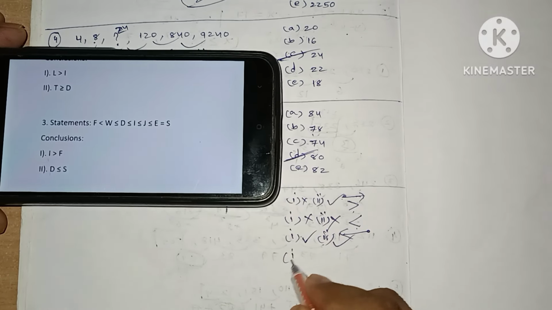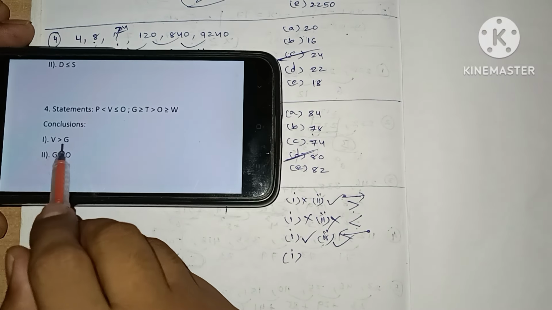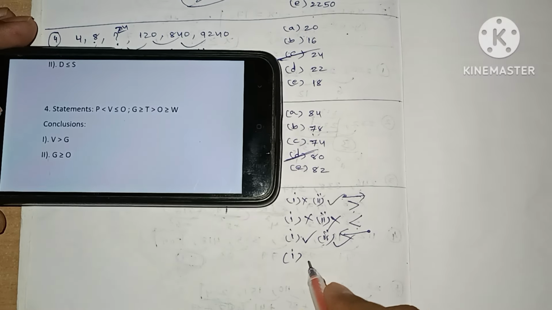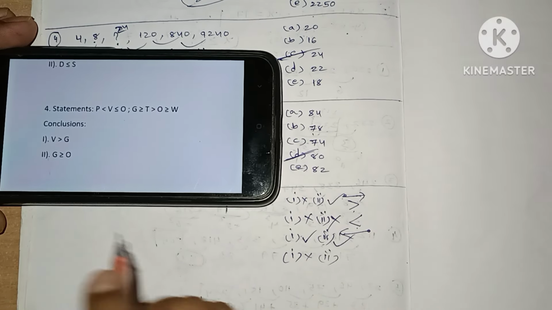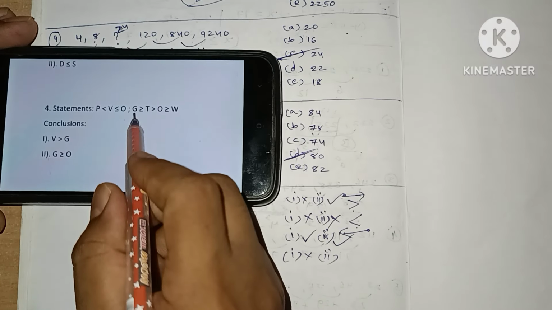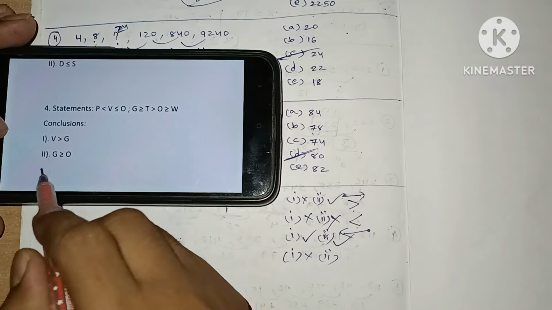Fourth question, first conclusion, the flow from V to G. From V we can reach P but cannot reach G. So the first conclusion will be false. Second conclusion, the flow from G to O with everywhere equals to. From G we can reach T and O but here the equal to is missing. So the second conclusion is false.